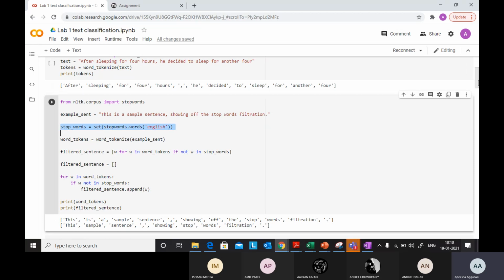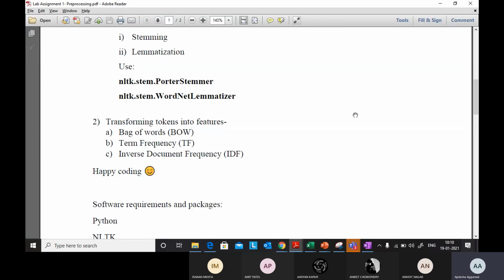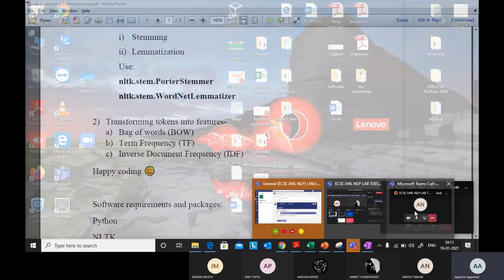So after you get the set of words, what you have to do is apply this bag of words, stemming and lemmatization as well. This is just one line of code, you have already worked with it. So visit NLTK and you can apply Porter stemmer and WordNet lemmatizer, right? Then you have to extract features using bag of words. You have to print this term frequency matrix, and you have to print this inverse document frequency matrix. So this is your assignment for today. Okay.